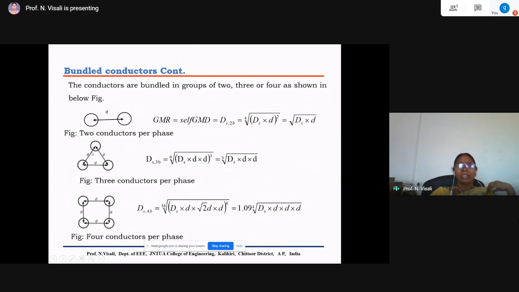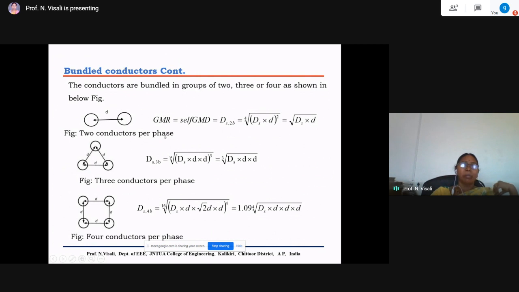Similarly, 3 conductors they will connect, and similarly 4 conductors. This is one type of bundle conductor, this is another type, and this is another type of bundle conductor. So many conductors we can connect like this.